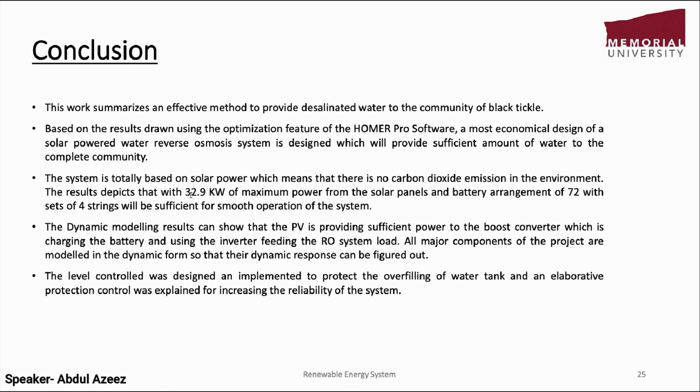The system output depicts that we can get a maximum power of 32.9 kilowatts from the solar panels, and a battery arrangement of 72 batteries, in sets of 4 strings, is sufficient to completely run the system. And the dynamic modeling results show that the energy acquired from the solar panels is sufficient to feed the RO system load and all the other major components and the miscellaneous loads.